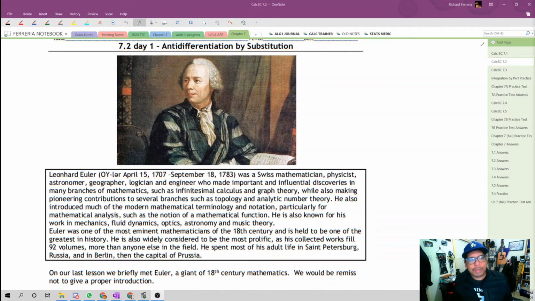He also introduced much of the modern mathematical terminology and notation, particularly in mathematical analysis, such as the notation of the mathematical function. He is known for his work in mechanics, fluid dynamics, optics, astronomy, and music theory. Euler was one of the most eminent mathematicians of the 18th century and is held to be one of the greatest in history. He is widely considered to be the most prolific, and his collected works fill 92 volumes, more than anyone else in the field. He spent most of his adult life in St. Petersburg, Russia, and in Berlin, then the capital of Prussia.